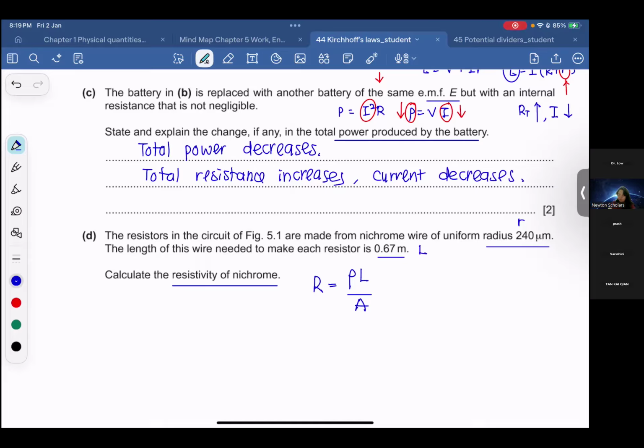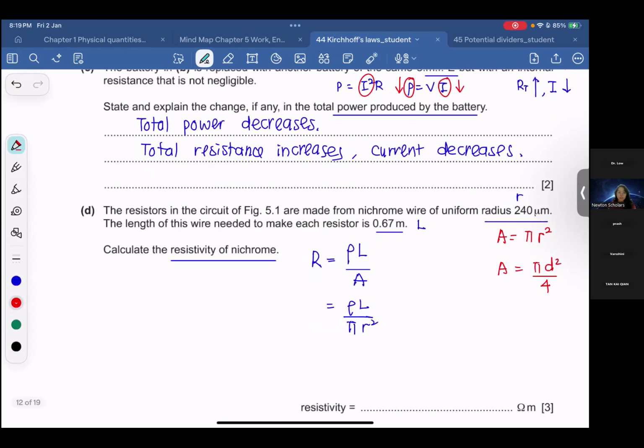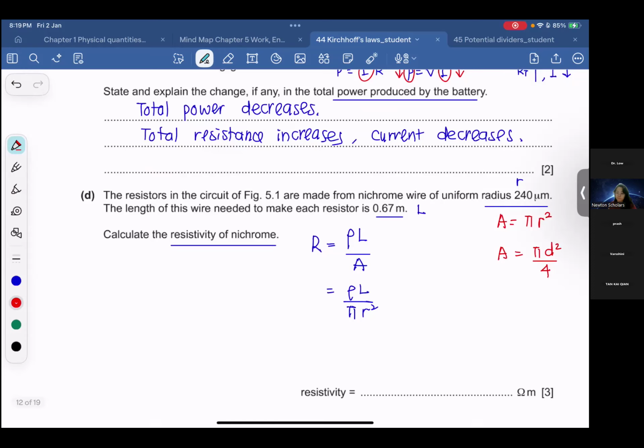The problem is in my formula there is no small r radius, so we have to make the area in terms of pi r squared. So here it equals rho L over pi r squared. Or if they give you diameter, the area becomes pi d squared over 4. So this one we have to know. Can you try to find the resistivity? 3 marks, a lot. One more thing they want to test is whether you know the prefix. It's not like looking at the value and just putting it in the formula without thinking about the prefix.